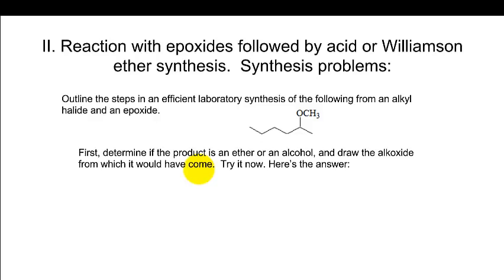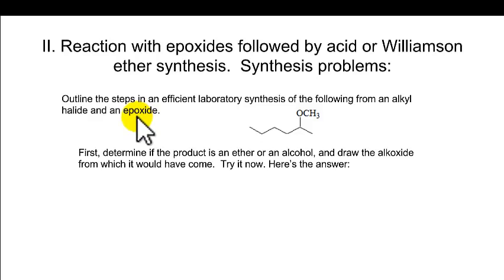So what I would like to do at this point is discuss the steps that you might use to make a particular alcohol or ether, which we've seen typically you end up with after a Grignard reagent. So let's try this. What I'd like you to do is outline the steps in an efficient laboratory synthesis of this particular compound, which happens to be an ether, from any alkyl halide and from an epoxide. Okay.